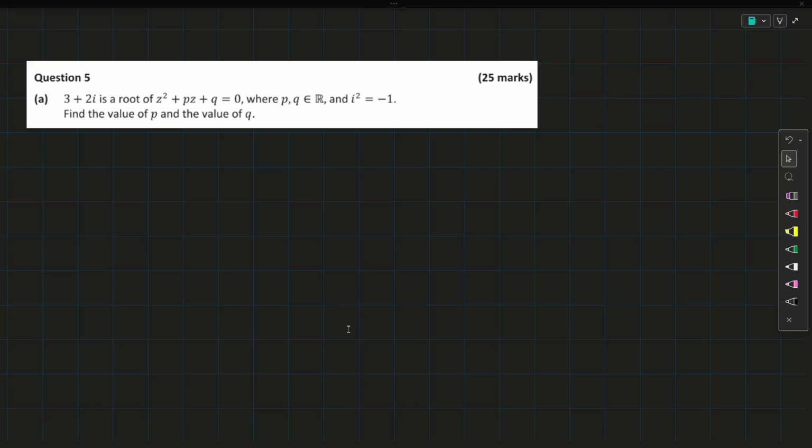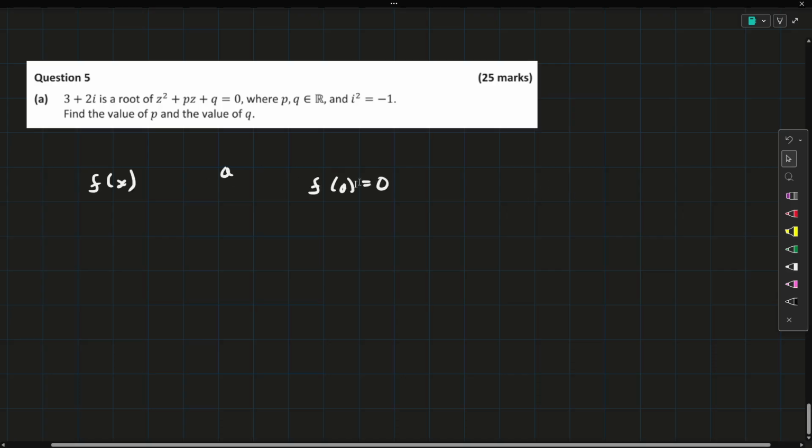This is 2019 paper 1 question 5. We're told a root of this equation. We have to find the values of p and q. If you have a function f of x, and a root, let's say the root is a, that means that f of a will be equal to 0. So a root is an input such that the function will be 0.